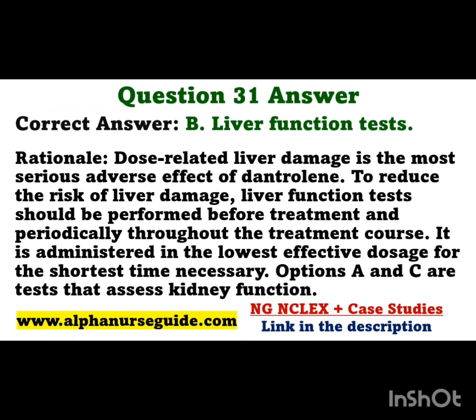The correct answer is B. Liver function tests. Rationale: dose-related liver damage is the most serious adverse effect of dantrolene. To reduce the risk of liver damage, liver function tests should be performed before treatment and periodically throughout the treatment course. It is administered in the lowest effective dosage for the shortest time necessary. Options A and C are tests that assess kidney function.